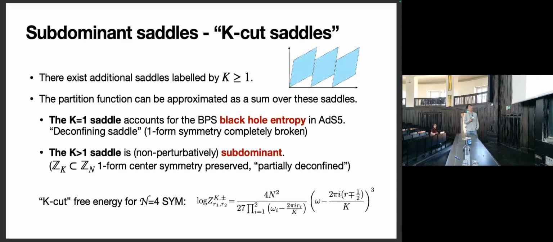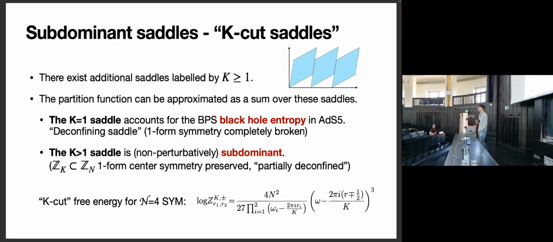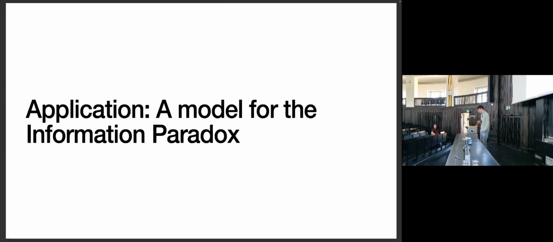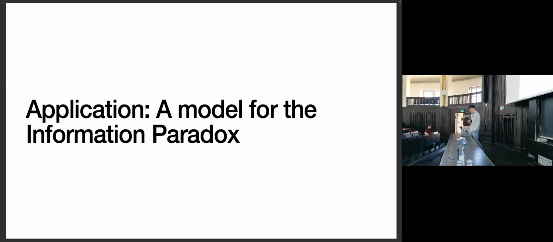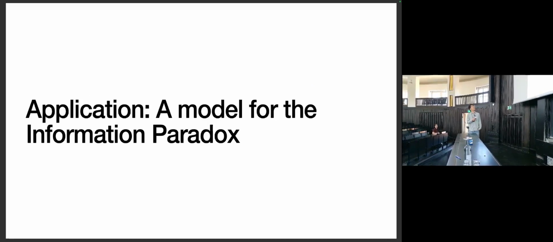I don't know what that actually means, but these saddles do exist, but they are non-perturbatively subdominant. So it's like e to the S over k, so it's very, very small. So in normal circumstances, we can ignore this. But there's a case where this subdominant saddle becomes important. So for the remaining 5 minutes, let me give you one application of our computation.